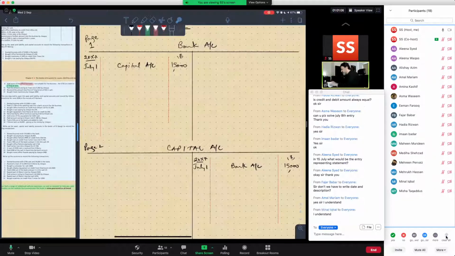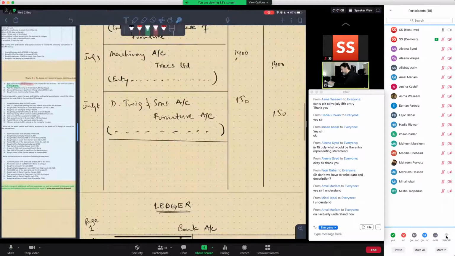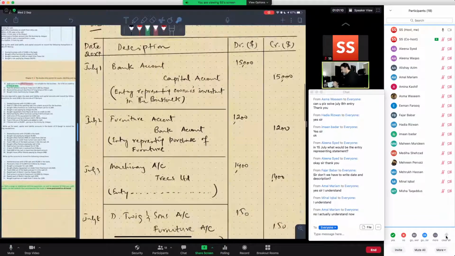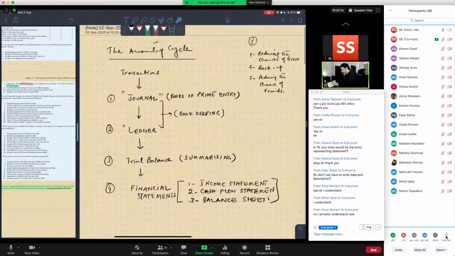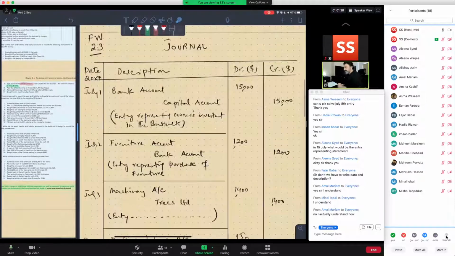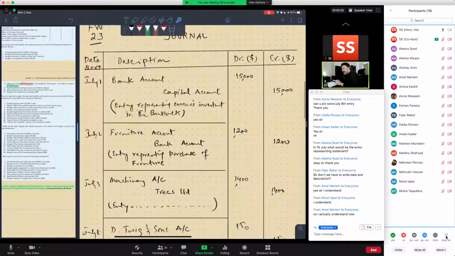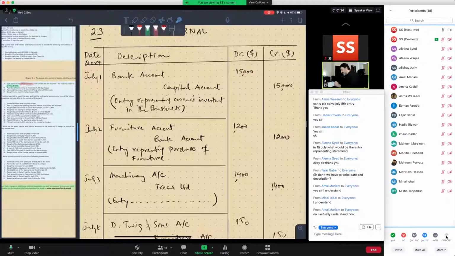Okay, now we move on to the next transaction. So right now you can see that we are dealing with this part. Journal entries are being posted to the ledger, right? So every transaction that we record in the journal is going to be posted further to the ledger. So the next transaction wants us to create 2 more accounts in the books. Furniture account needs to be debited with $1,200. Bank account needs to be credited with $1,200.